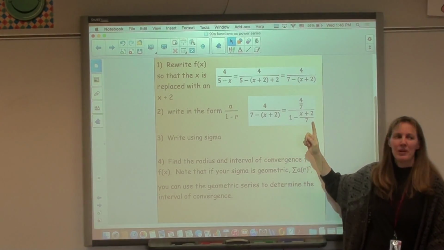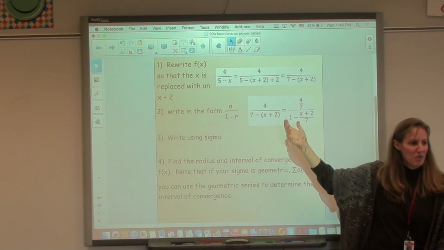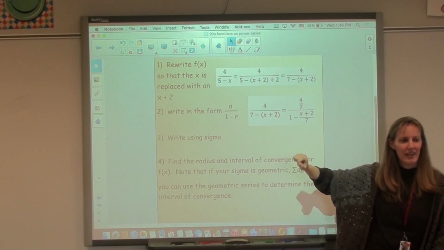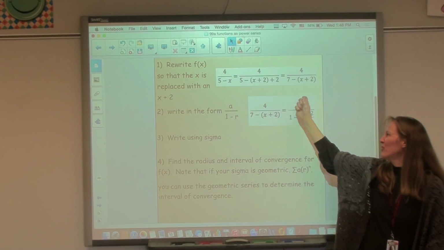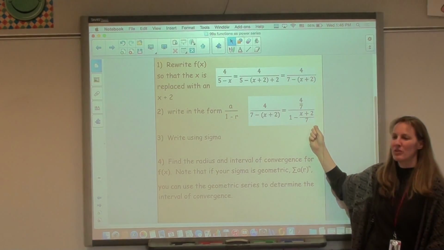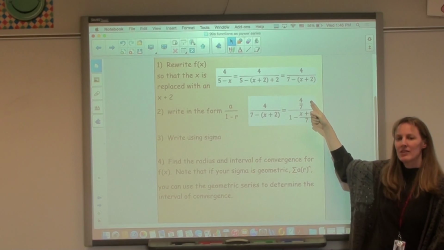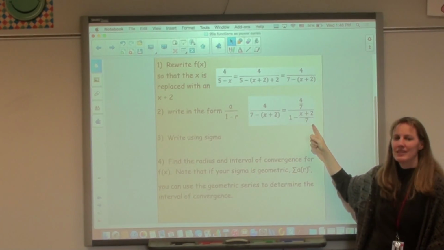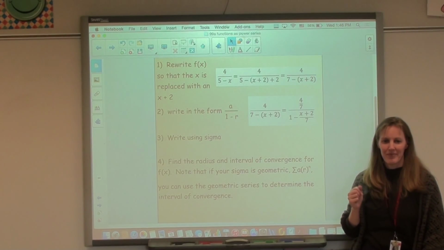okay, so you end up with 4 7ths over 1 minus x plus 2 over 7. Everyone comfortable with that? Okay, so your a is 4 7ths, and your r is x plus 2, the whole over 7. Write it with sigma.